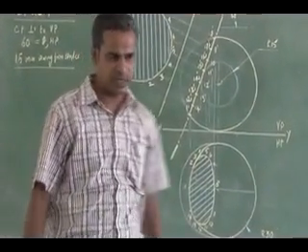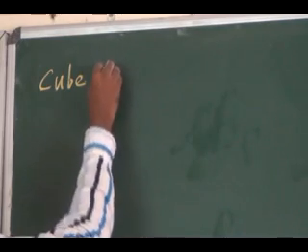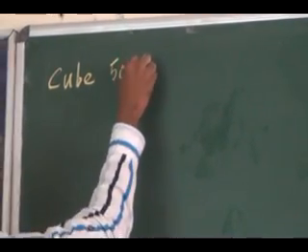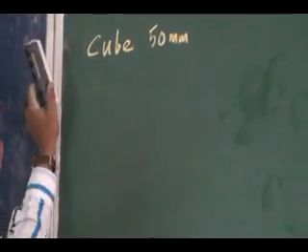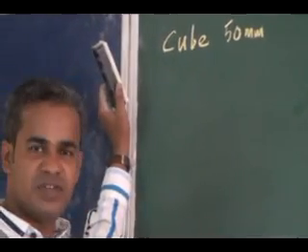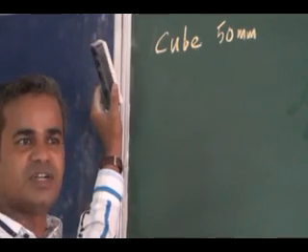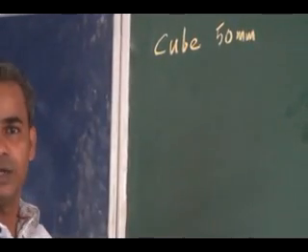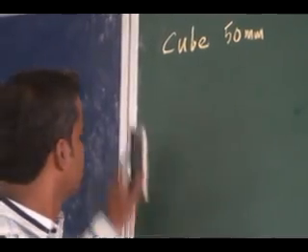Okay, clear? We will move on to the next problem. A cube of side 50 mm is resting on the ground with one of its faces such that its vertical faces are equally inclined to VP.